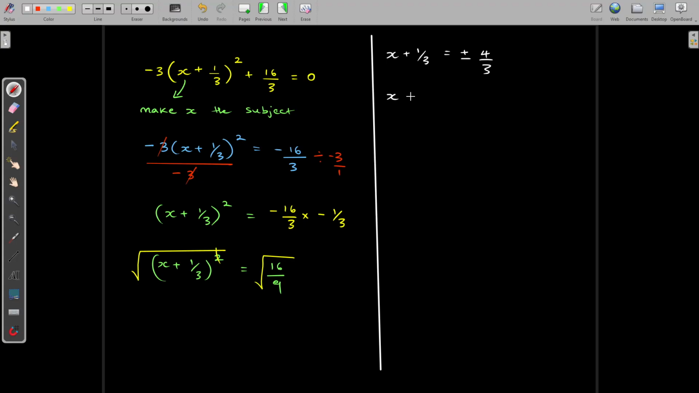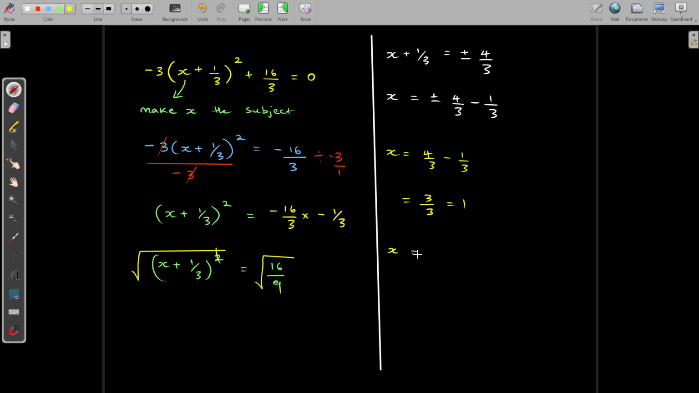So x would be equal to, so we're going to transpose the 1 over 3. So plus or minus 4 over 3 minus 1 over 3. So to get both solutions, we're going to use a positive 4 over 3 and a negative 4 over 3. So x is equal to 4 over 3 minus 1 over 3. So this is 3 over 3, which is 1. So that would be one of the solutions for x.